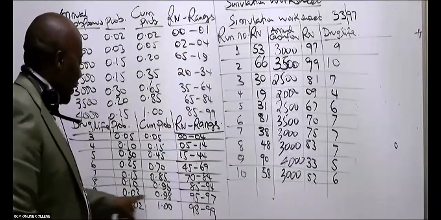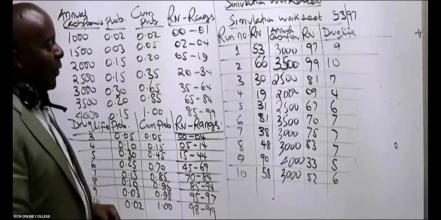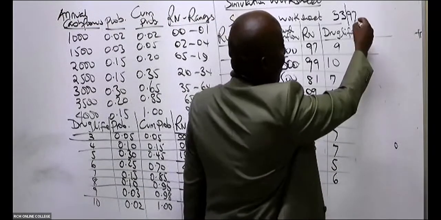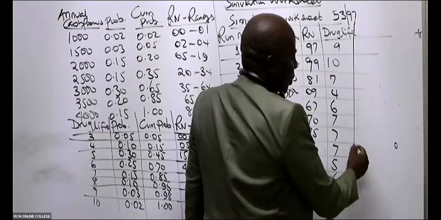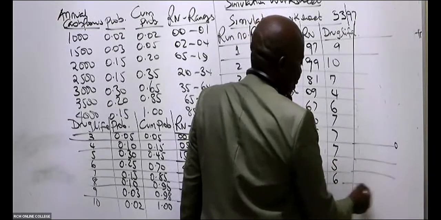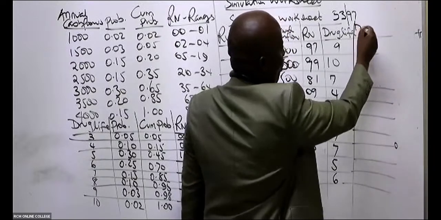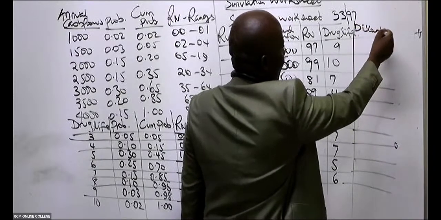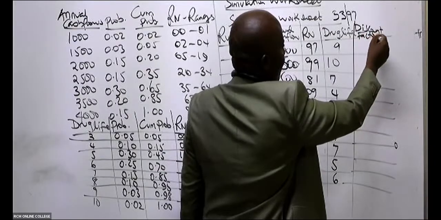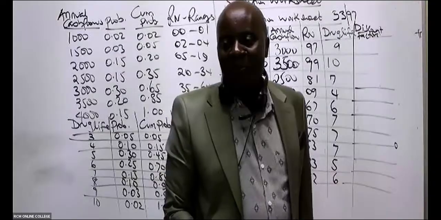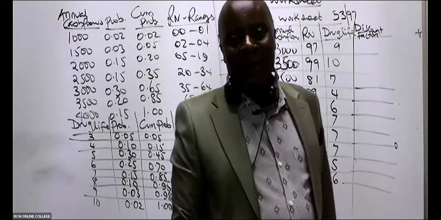Now, come here and give me the discount factors. I want to get NPV, remember. So I want to get net present value. So come here and give me what we call the discount factors. Do you know the cost of capital in this question? Have they given us the cost of capital?